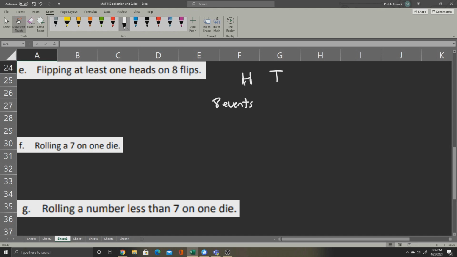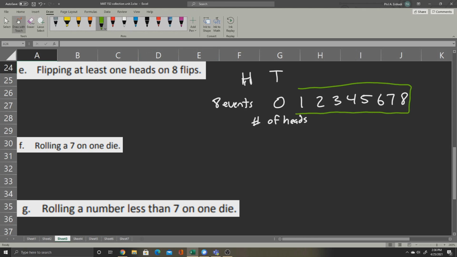And if we flip a coin 8 times, there's the possibility that none of them will come up heads. However, 1, 2, 3, 4, 5, 6, 7, or all 8 of them could come up heads. Now we want at least 1 heads, so that's going to include every number from 1 to 8.